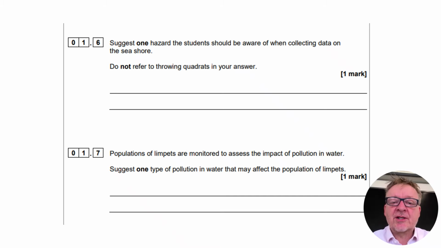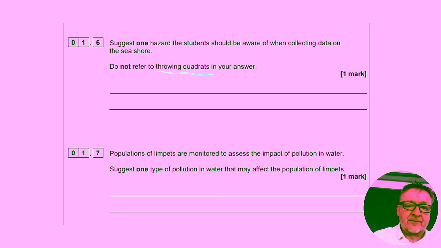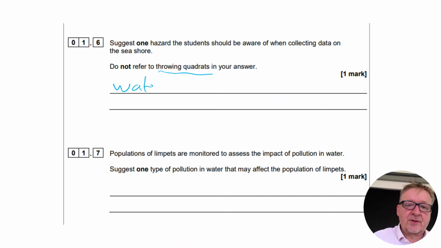1.6. Suggest one hazard the student should be aware of when collecting data on the seashore. Do not refer to throwing quadrats, because that wouldn't be dangerous, would it? I mean, students throwing quadrats. Okay, right, so if you think about it, you're by the sea, so there is a water hazard. You're also by the sea, so therefore there could be a tide hazard. You're looking for limpets, so there's going to be rocks all over the place.